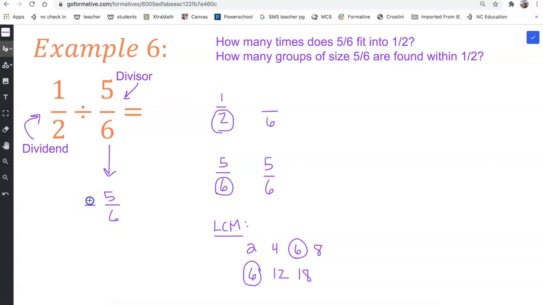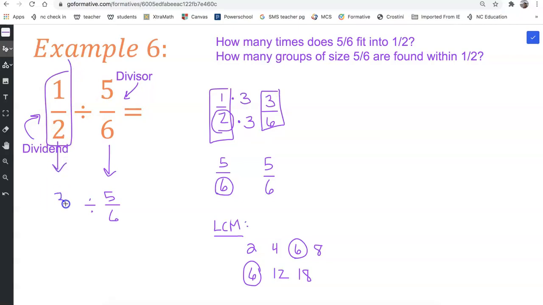We are going to change the fraction 1/2 though, so that it has a denominator of 6. So think about it. What do you multiply 2 by to get to 6? Well, 2 multiplied by a factor of 3 gives you 6. And whatever you multiply the denominator by, you also need to multiply the numerator by to create an equivalent fraction. 1 times 3 gives us 3, and 1/2 is equal to 3/6. So we're going to replace 1/2 with its equivalent fraction, 3/6.